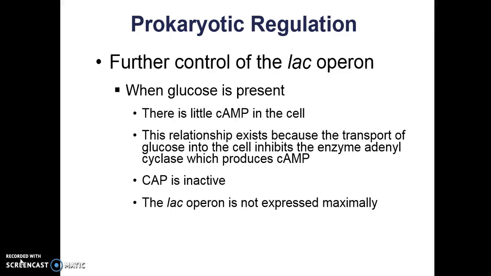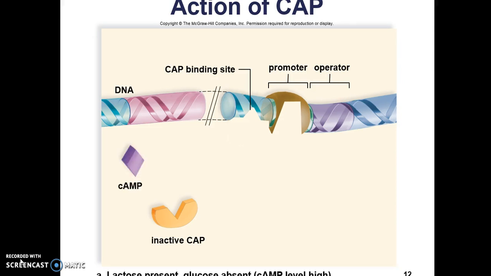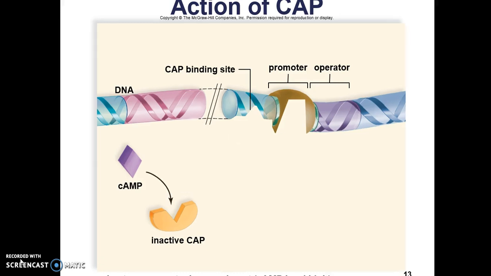Now if glucose is present, there's little cAMP, cyclic AMP, in the cell. This relationship exists because the transport of glucose into the cell inhibits the enzyme adenyl cyclase, which produces cAMP. So that makes CAP inactive, and the lac operon is not expressed maximally. So we just have some more pictures of what's happening. This is when lactose is present and glucose is absent, and there's a lot of cAMP. Again, you can see what's happening here.